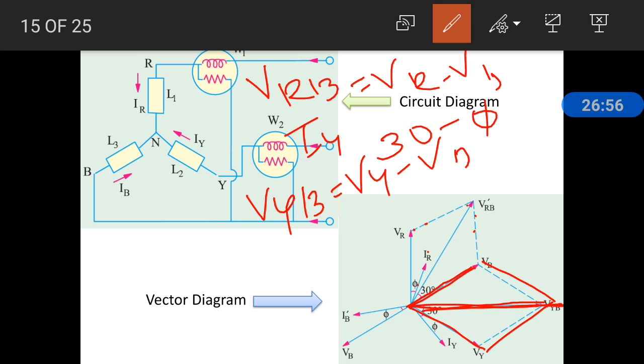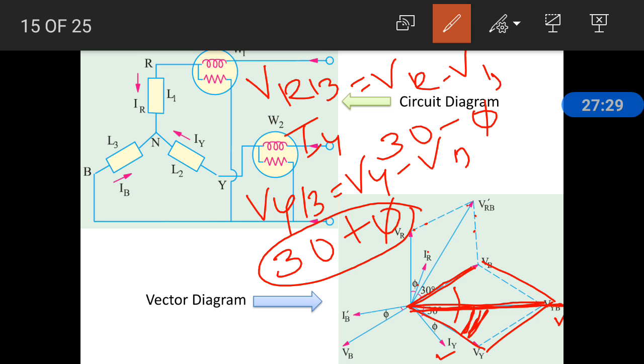Next we are going to find the angle difference between IY and VYB. Here we know that this angle is 60 degrees, and VYB passes exactly through the middle, so this angle is 30 degrees. So 30 plus 5 is the angle difference between VYB and IY. So for the second wattmeter, the phase difference between its current and the potential difference across it is 30 plus 5. In the first wattmeter, the phase difference is 30 minus 5.